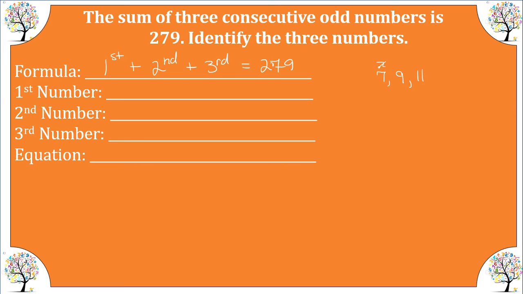And again, we're going to let the first number be x. So if 7 is x, what are you going to add to 7 to get to 9? Well, you would add 2. 7 plus 2 is 9. So our expression to represent the second number is going to be x plus 2. And then what would you add to 7 to get to 11? Well, you would add 4. So our third number is going to be x plus 4.